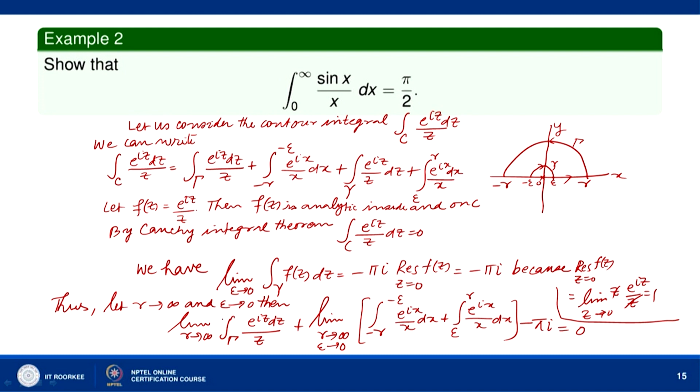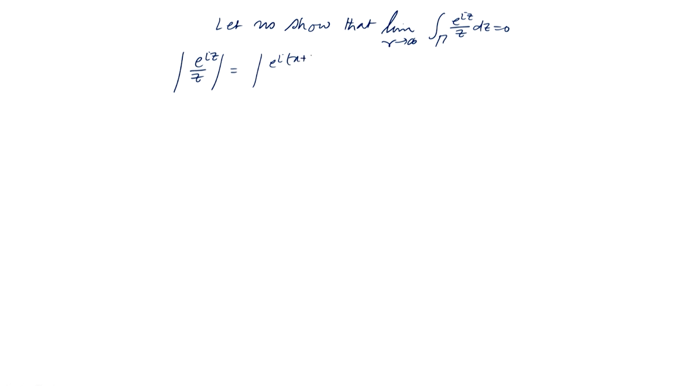Okay. First we shall show that this value is 0. Okay. So, let us show this is equal to 0. Okay. So, mod of e to the power i z over z along gamma, we have to find. So, e to the power i x plus i y over z, and this is mod of e to the power i x into e to the power minus y, divided by r, because along gamma mod z equals r.